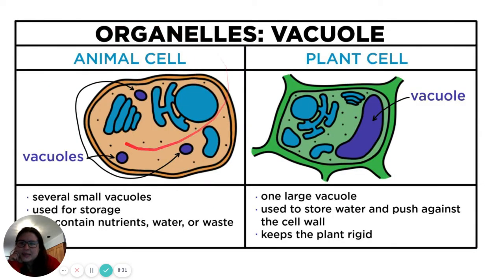So again, animal cells have several small vacuoles. They're used for storage, and they contain nutrients, water, or waste. Plant cells, on the other hand, have one large vacuole. They're used to store water, and they also help to keep the plant rigid.